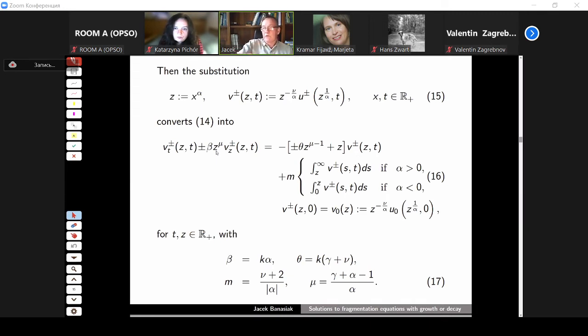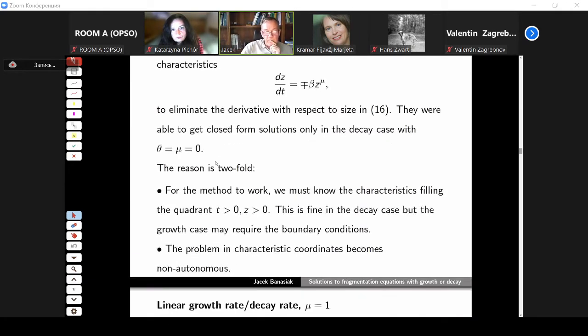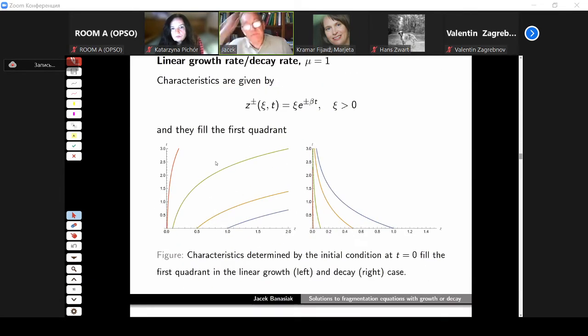So the more cells inside the cluster, the faster they grow. And in the first approximation, you have proportionality here. And this is a good thing because in this case, the characteristics are given by exponential functions, and in both cases, growth and decay, they fill the first quadrant, and they don't require any boundary condition. So we don't have to impose any additional conditions for the transform equation.